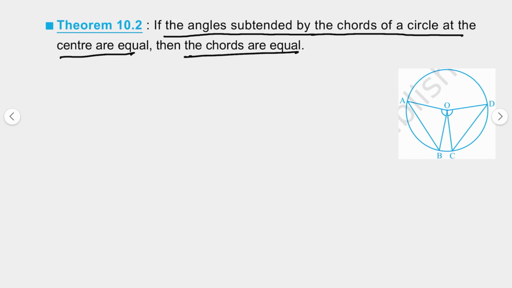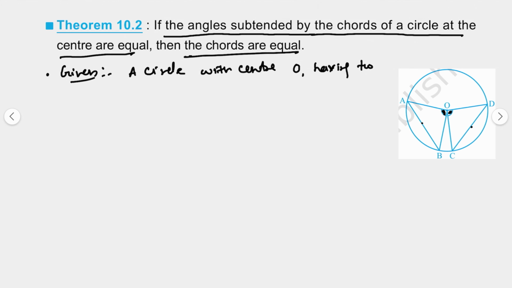What we have here is that we are given that the angles subtended by the two chords at the center are equal, and we have to prove that these chords are equal. So let's start this proof. First again we'll start with the given part. Given here is again a circle with center O having two chords. We are not given whether they are equal or not. We have to prove that they are equal.